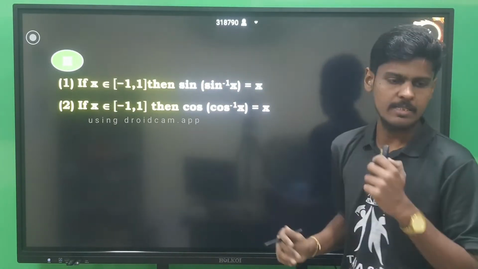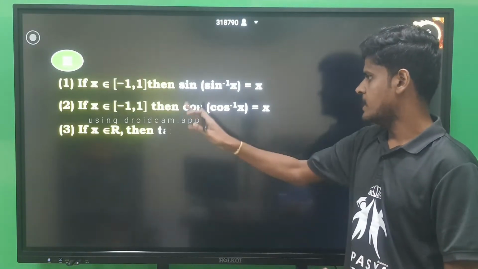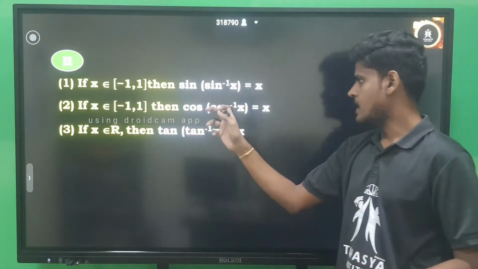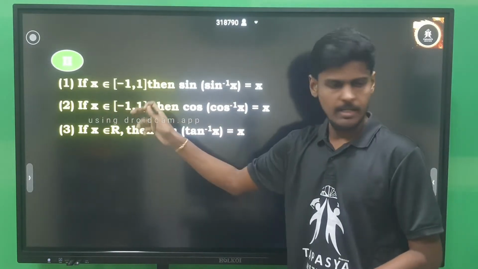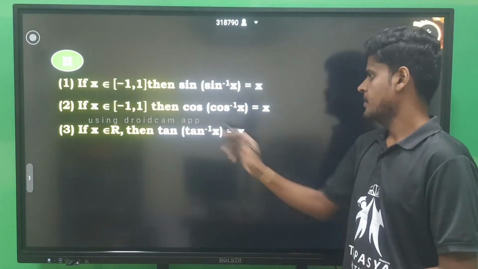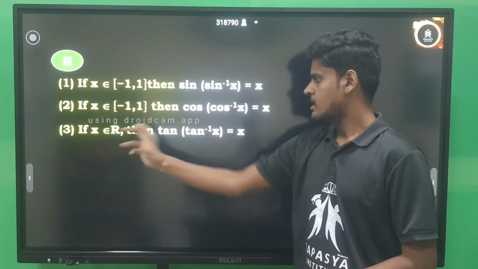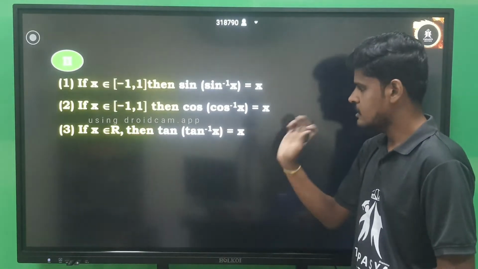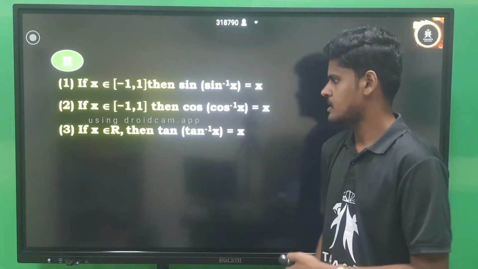So remember this. Similarly, cos of cos inverse x. Again, the domain of this cos inverse will be the given condition. Tan of tan inverse x. Tan inverse domain is all real numbers, so x belongs to R. This function exists for all real numbers.